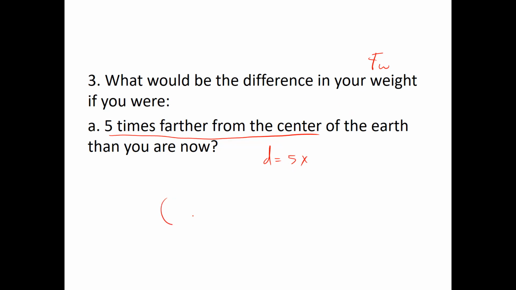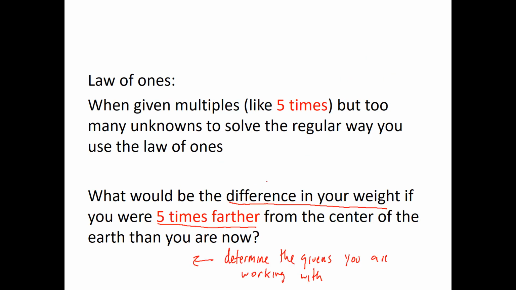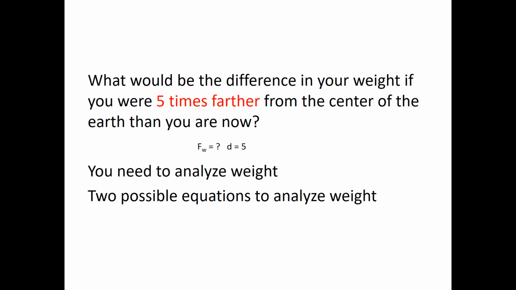You just know that it's you and the Earth. You might not remember what the Earth's mass is. You might not remember what your mass is. But you don't need to. That's the good thing about this. There's this thing called law of ones where you set up a ratio. Okay, and then you determine what you're working with. You analyze it a little bit more. You figure out what equation you're going to use. Well, FW equals mg doesn't have a distance in it, so that's not going to be your equation.